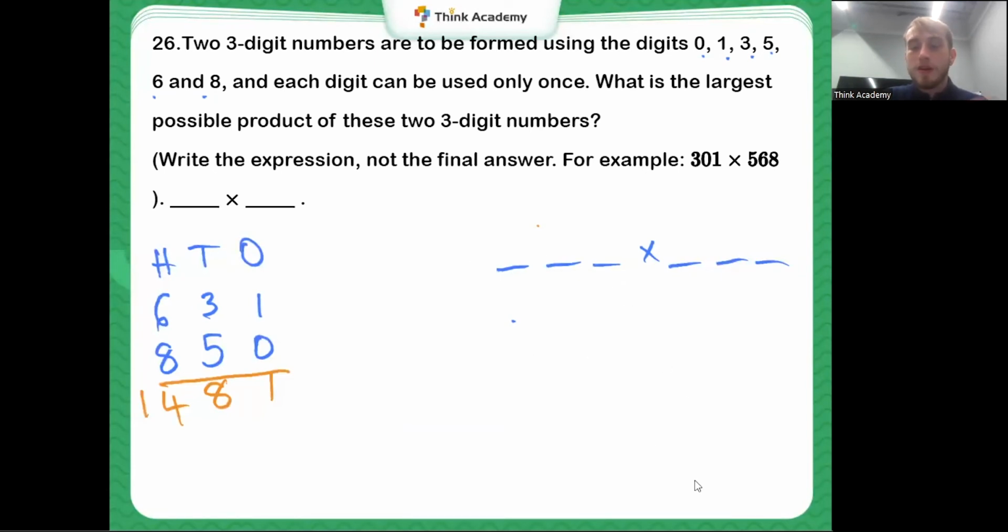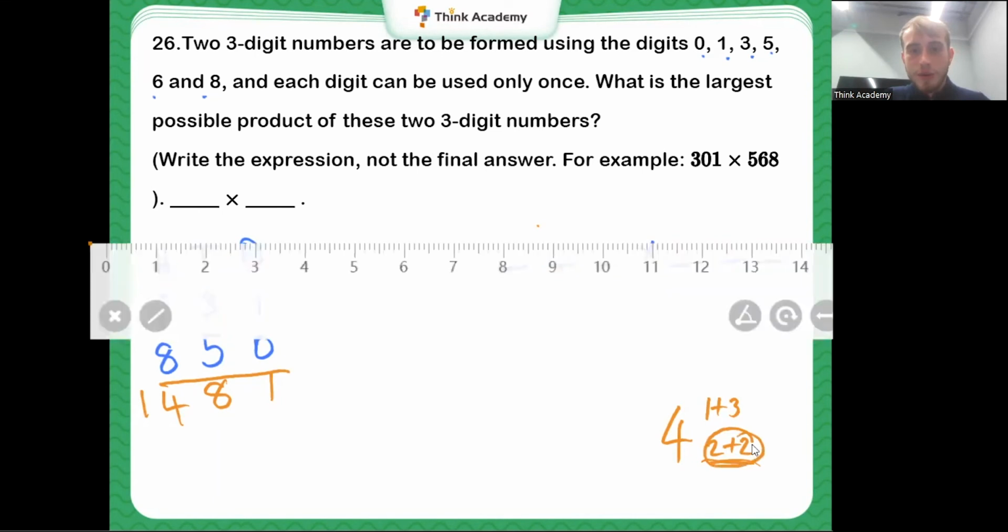And if you can't remember that, you can always do a quick check. For example, the number 4. If it's got a fixed sum, we know it's equal to 1 plus 3 and 2 plus 2. Now I know that 2 plus 2 is going to give me the biggest product, because 2 times 2 is 4. You can see those are the ones which are close together.